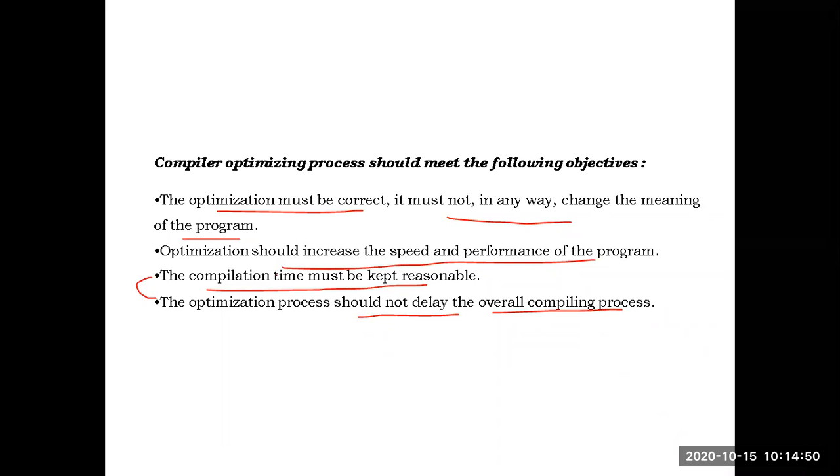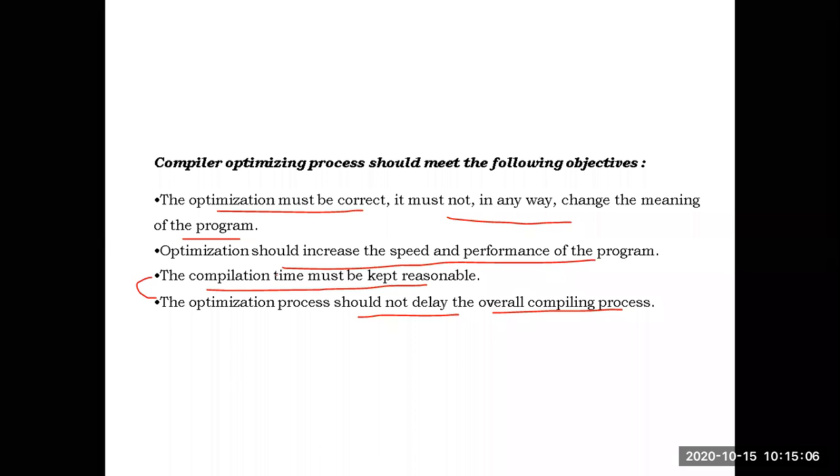Okay, your process must not change the overall semantics of the program. The speed and performance of the program should be increased. The compilation time must be kept reasonable, it should not be very high. Your optimization technique should not affect the overall compilation process. It should not make the overall compilation process delayed. Clear? Those are the important points.